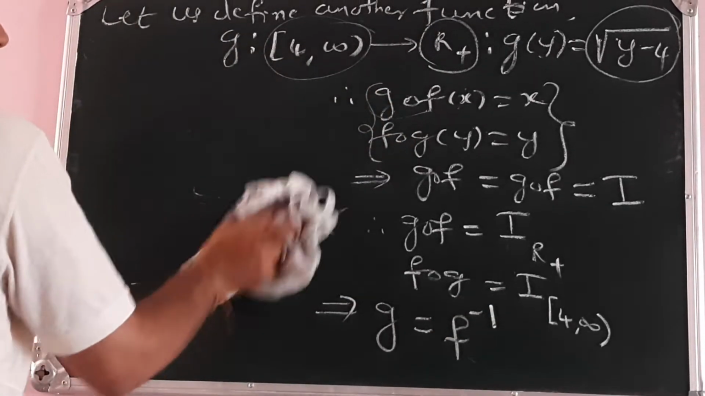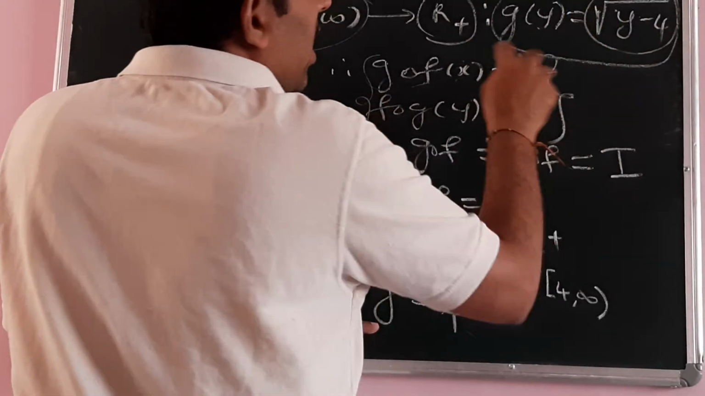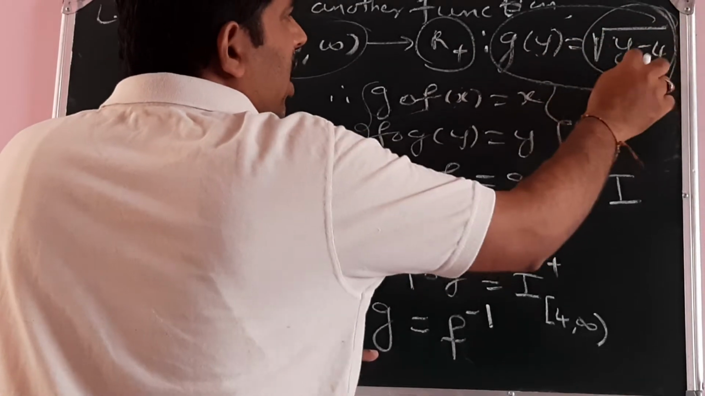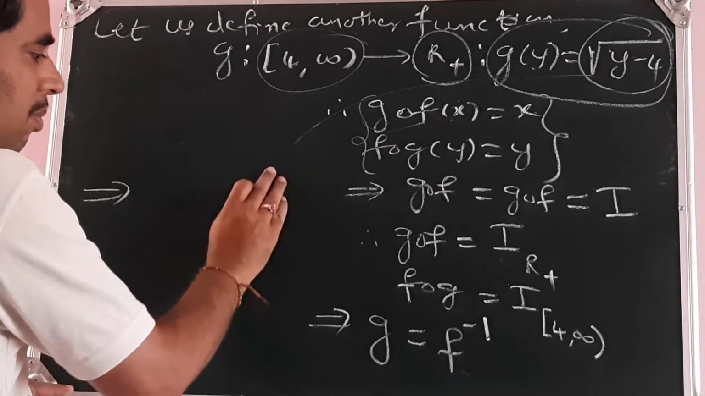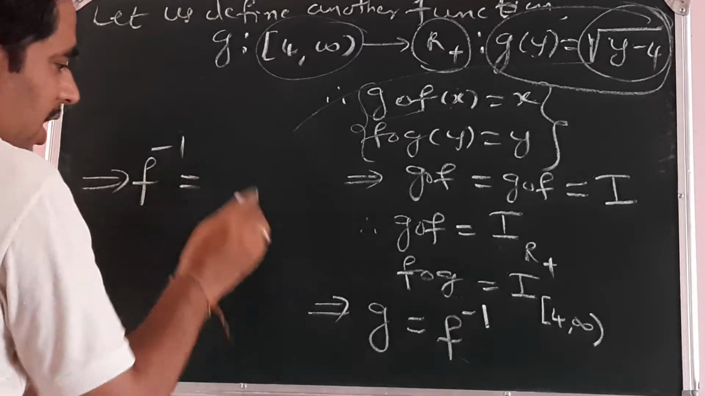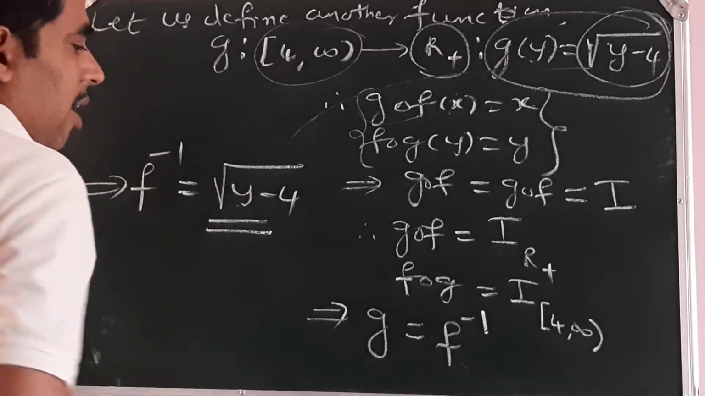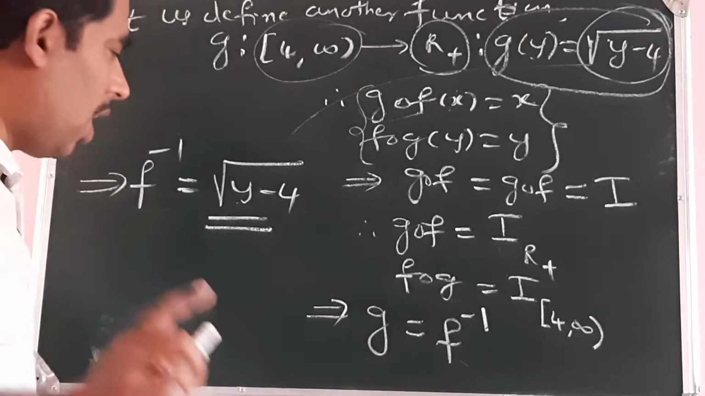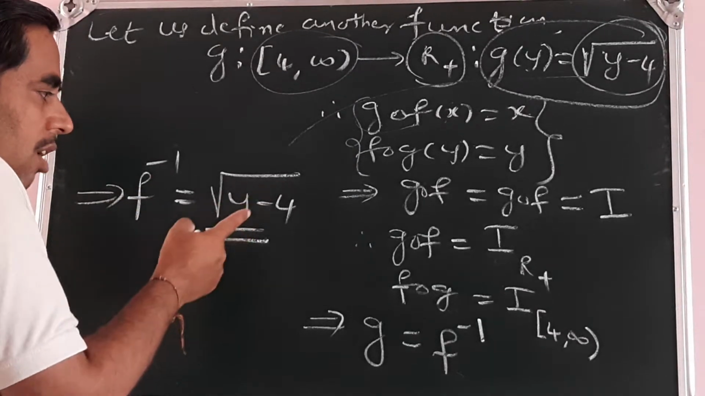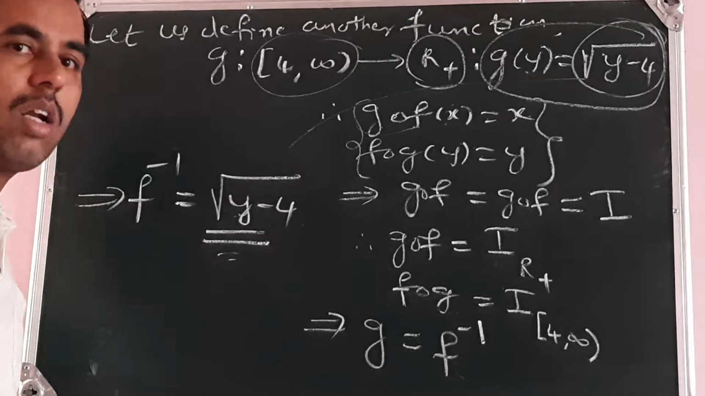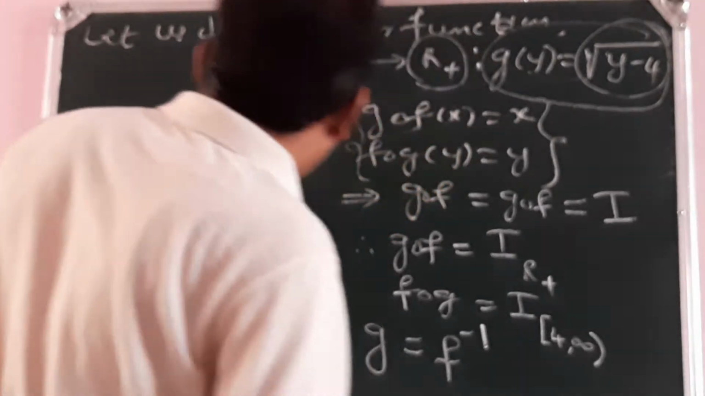Then what is the function g? We have defined g here: g of y is equal to whatever we solved for x, and that itself will be the inverse. So the inverse of the function is g of y, that is square root of y minus 4. We have shown that the function is invertible, and we have found the inverse of f as square root of y minus 4. This is a question for 5 marks. Here I have used the concept of composition of functions. In this way we can do the problem.